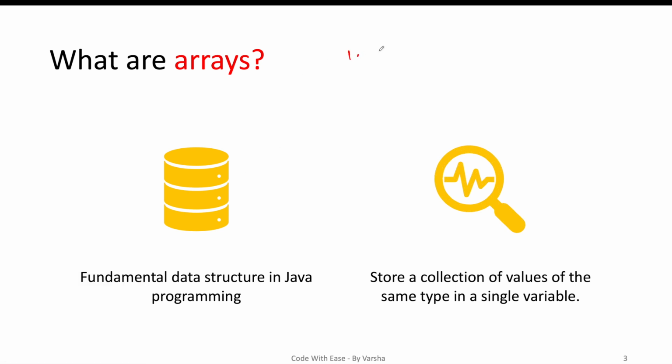One is it is having a fixed size. Okay, we will explore more on this. What does it mean? And secondly, the homogeneous elements. When I say homogeneous elements, I mean, like it is said in the second point, it is able to store a collection of values, but they should be of the same type.